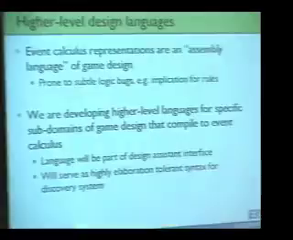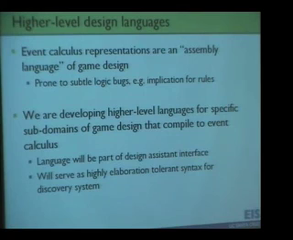So we're developing higher level sub-languages for specific subdomains of game design. And then we're going to compile those to event calculus. And what I mean by a subdomain of game design is like inventory systems. Inventory systems is a subdomain. So I don't mean genres. I mean these cross-genre cutting concerns, sets of concerns. So inventory systems, and what do you have to worry about with inventory systems? What do you have to worry about in an economy system?